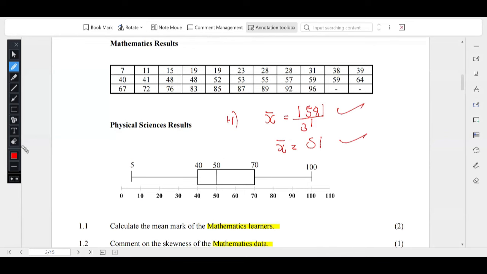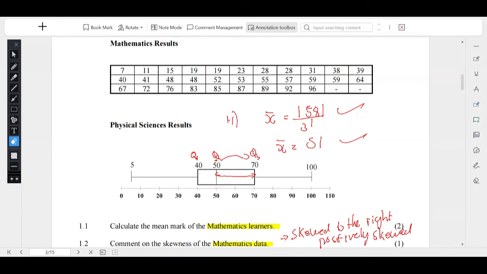Now they say comment on the skewness of the mathematics data. If you want to comment on the skewness, it is best to look at the distance between Q1 to Q2 and also Q2 to Q3. You are trying to compare where you have much more data, between Q1 to Q2 or Q2 to Q3. Where you have much data, that's the skewness of the data set or the box and whisker diagram, right? As you can see here, there is a much greater distance between Q2 and Q3. So that means we can say this is skewed to the right. It is skewed to the right, or you can say it is positively skewed. Either one of these would be correct for only a mark. Right. Then let's proceed now.